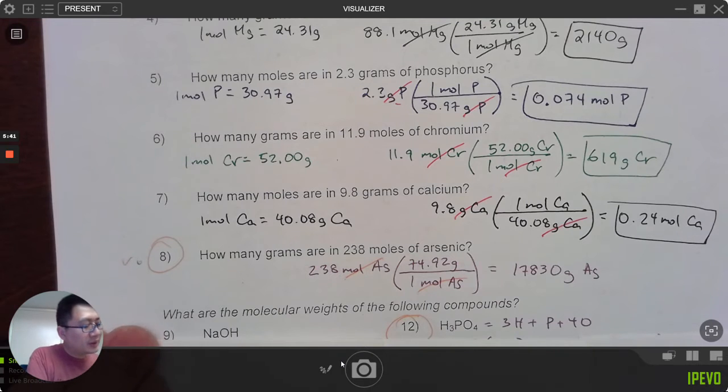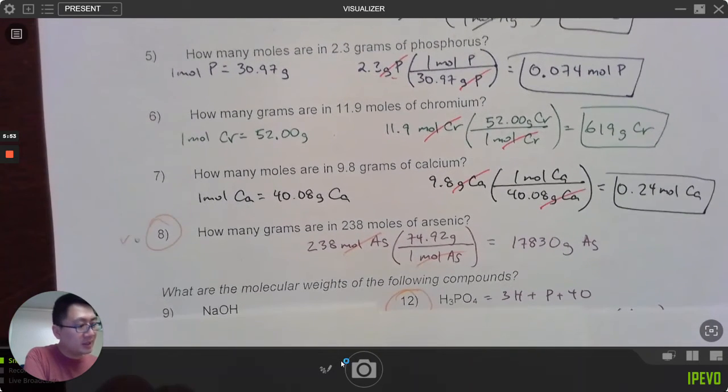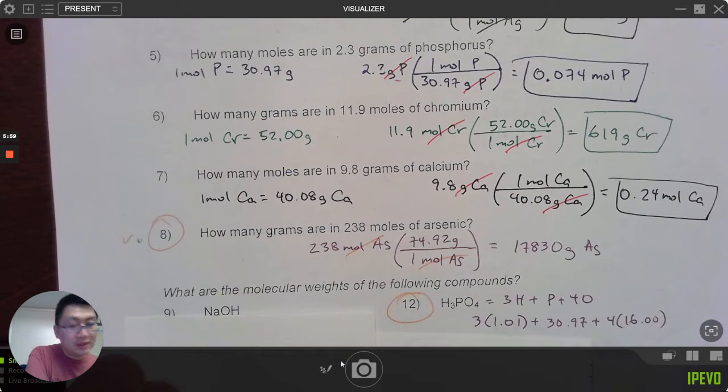H3PO4, that is 3 hydrogens, 1 phosphorus, 4 oxygens. Look each one of those up on the periodic table. Hydrogen on the periodic table is 1.01. Phosphorus on a periodic table is 30.97. Plus 4 times oxygen on a periodic table adds up to 98.0.